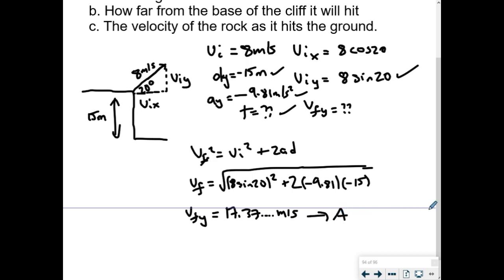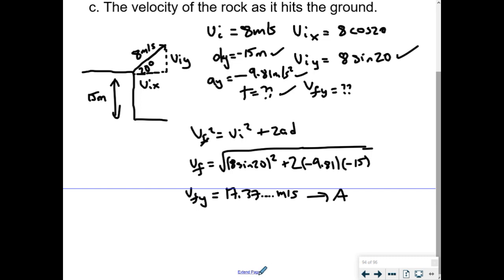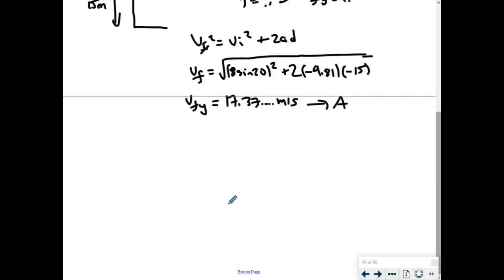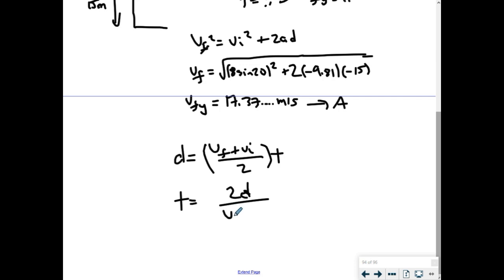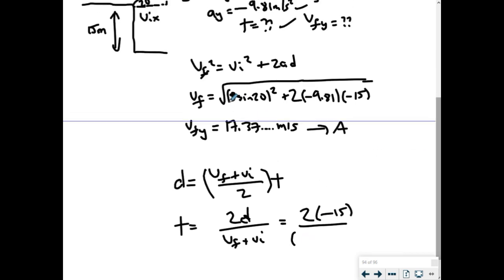Now, I don't really need that number, but it's a nice way to get out of the quadratic formula, because now when I'm solving for time, I can use really any formula. I'm going to use this one: d equals (vf plus vi) over 2, times time. And so to solve for time, it's going to be 2 times d over (vf plus vi). So my distance traveled is going to be negative 15. My velocity final is A, oh, now I got to point something out here. You know when you square root a number?